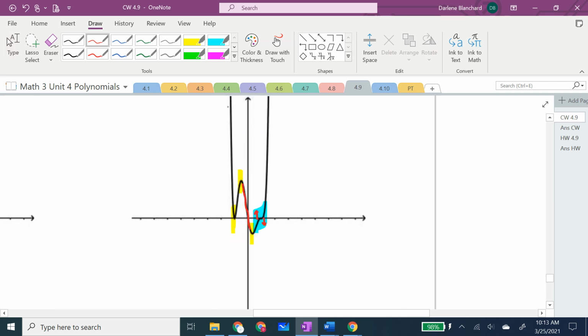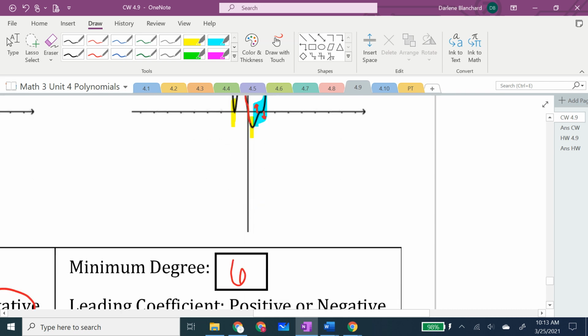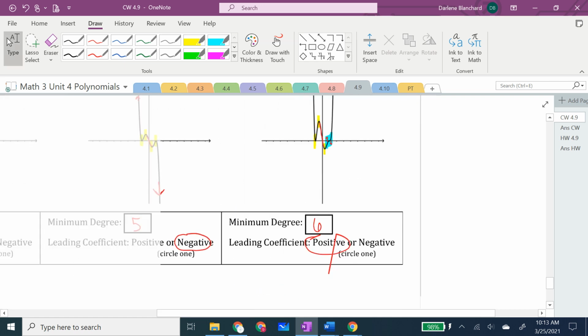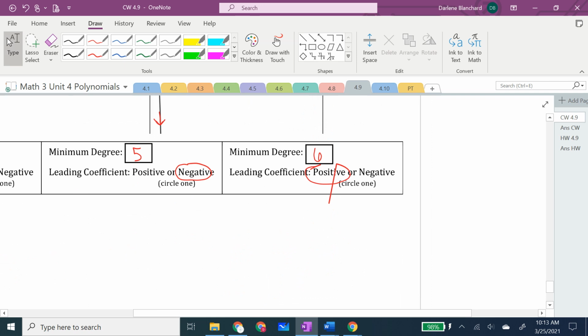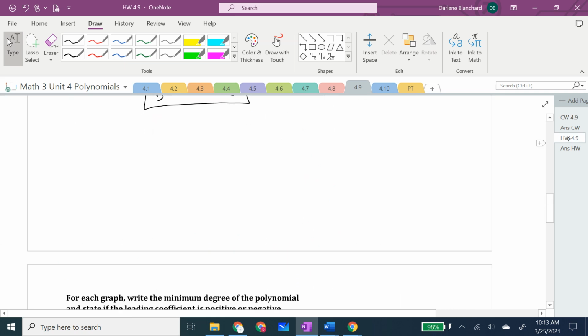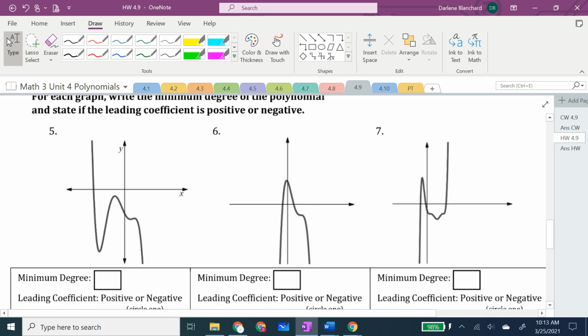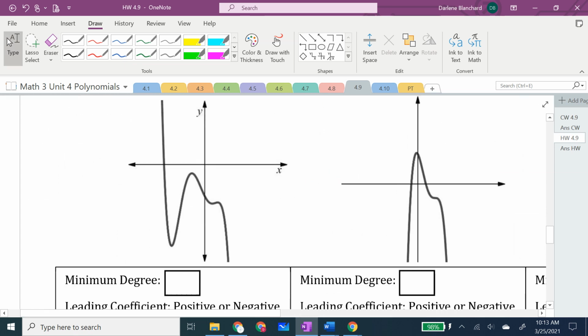And notice that both ends are going in the same direction. It should be even. And the leading coefficient is positive because the right end heads upward. So that's what you need to be looking at with those. And now I'm going to take a look at the homework problems. And if you weren't sure how to do them, hopefully you do now. And so look at it with me.